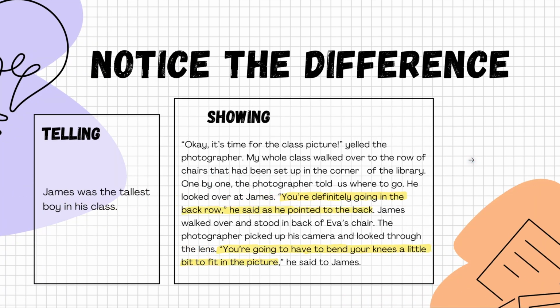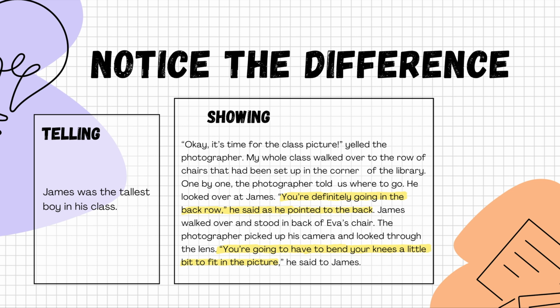If I was telling you something, this is what it would look like. James was the tallest boy in his class. Now, let's look at this a different way. Let's use this in the showing way. If I was showing you this, I would say, "Okay, it's time for the class picture," yelled the photographer. My whole class walked over to the row of chairs that had been set up in the corner of the library. One by one, the photographer told us where to go.